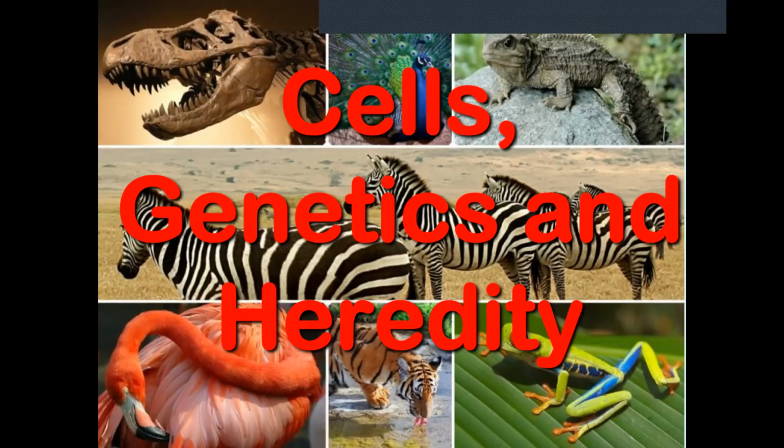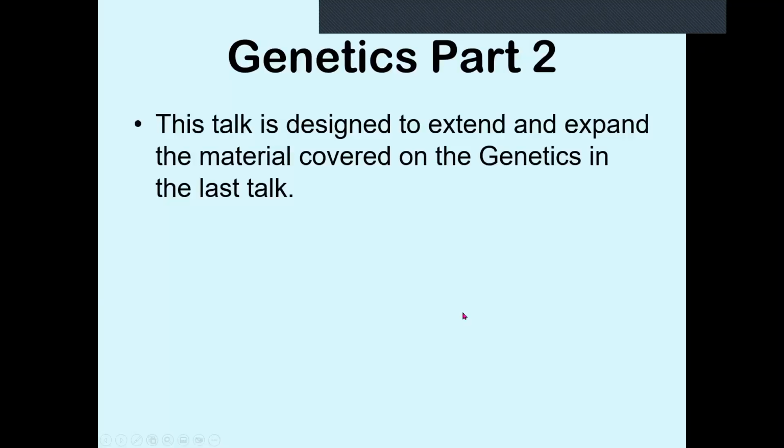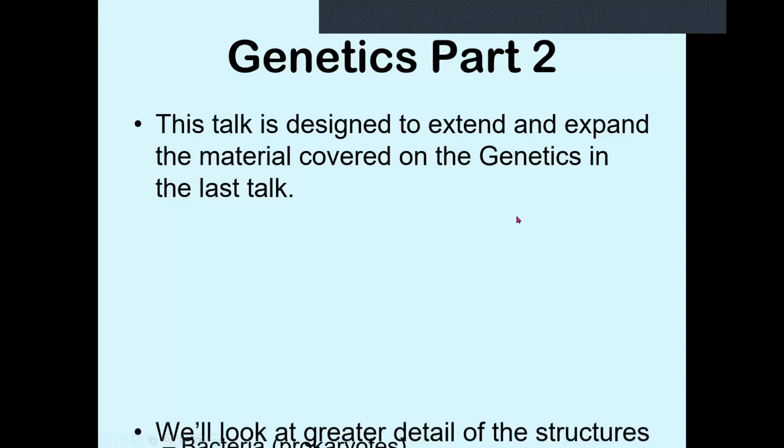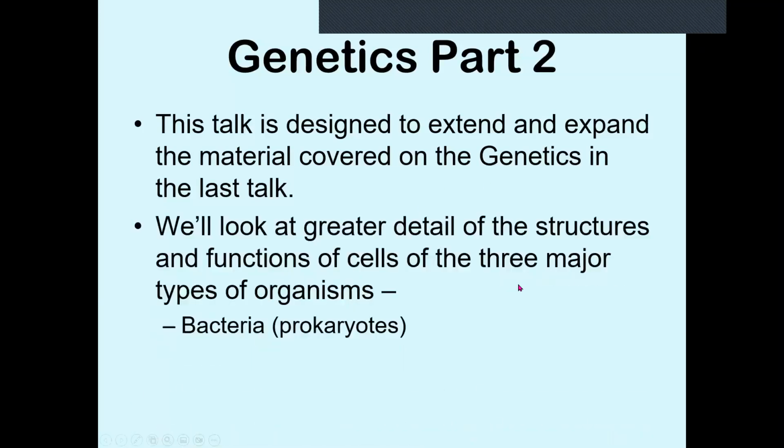It's a wonderful photo, or a series of a collage, and it's really about what cells are, a little bit on how they operate, more on genetics, and some stuff on heredity. So I'll call it part 2, and it just expands what we did last time, with more detail, and I'd like to go into the 3 types of organisms.